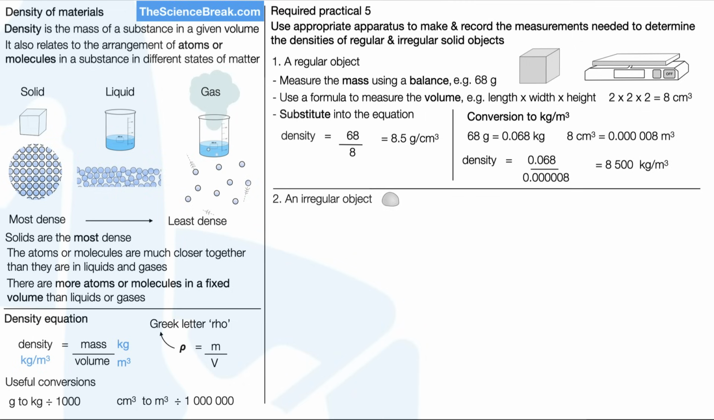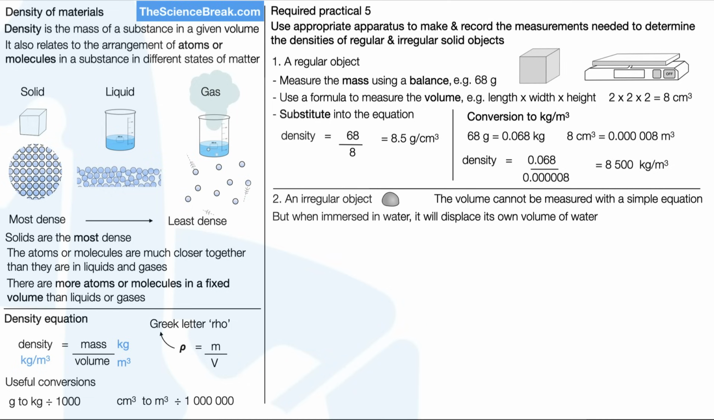Next, we take a look at if we had to find the density of an irregular object. The volume cannot be measured with a simple equation, but when it's immersed in water, it will displace its own volume of water. That means we can measure the mass using a balance as we did before. This would give us the volume.